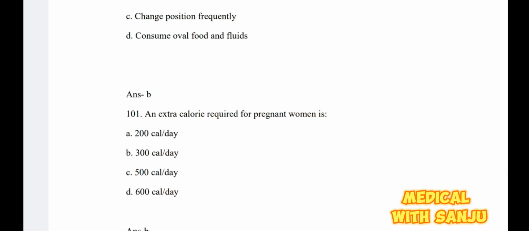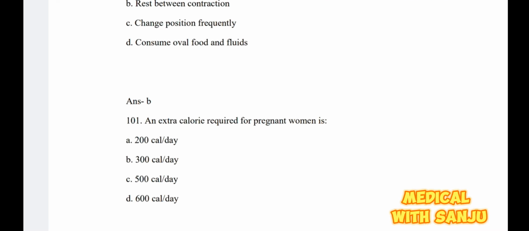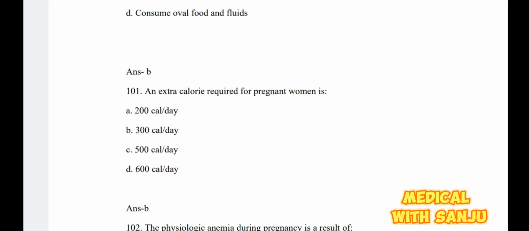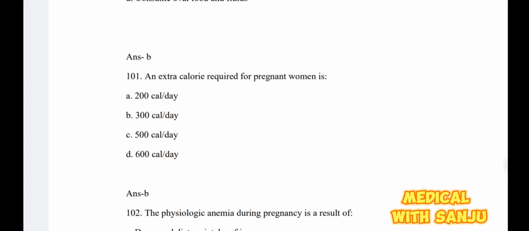Question number 101. The extra calorie requirement for a pregnant woman is: option A, 200 calories per day; option B, 300 calories per day; option C, 500 calories per day; and option D, 600 calories per day. During pregnancy, the need is 300 calories per day. Option B is right answer. And during lactation, the need is 500 calories per day.